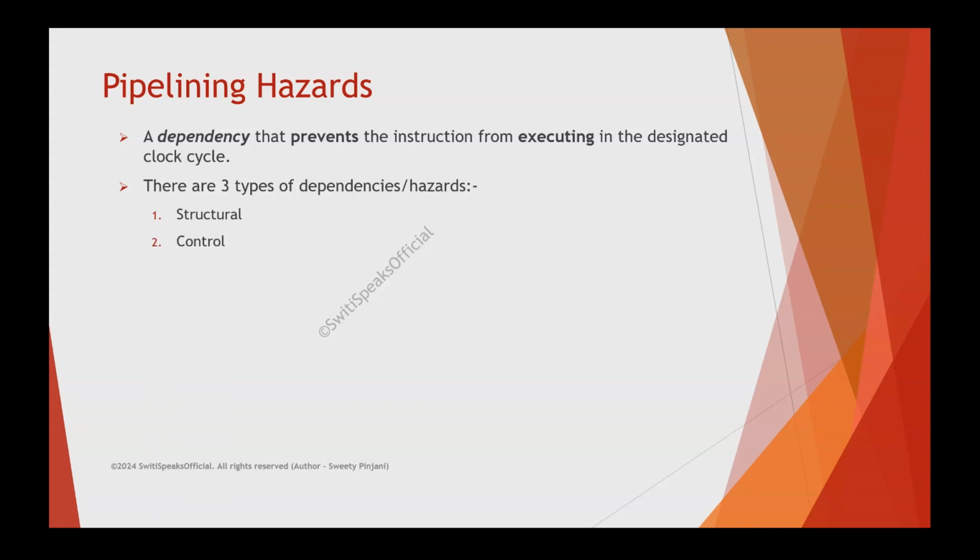The second hazard is control hazard. Control hazard happens due to branch instructions. What happens in a branch instruction? Your control jumps to some other instruction. In this case, your control hazard will occur because suddenly, due to some branch instruction, your program control is moving to some other location, not the next instruction. That is why the control hazard occurs.